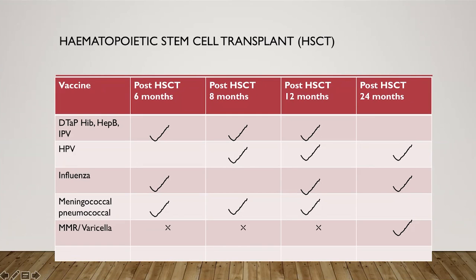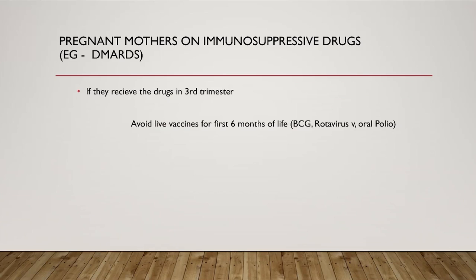MMR and varicella vaccine is not given for the first 24 months after transplant, but after 24 months, if the child is not having GVHD or not on any immunosuppressant therapy, then they can receive the live vaccines after 24 months.